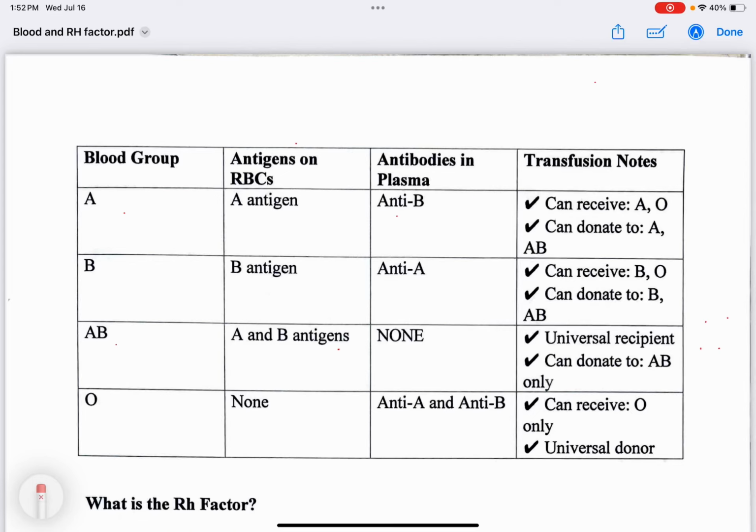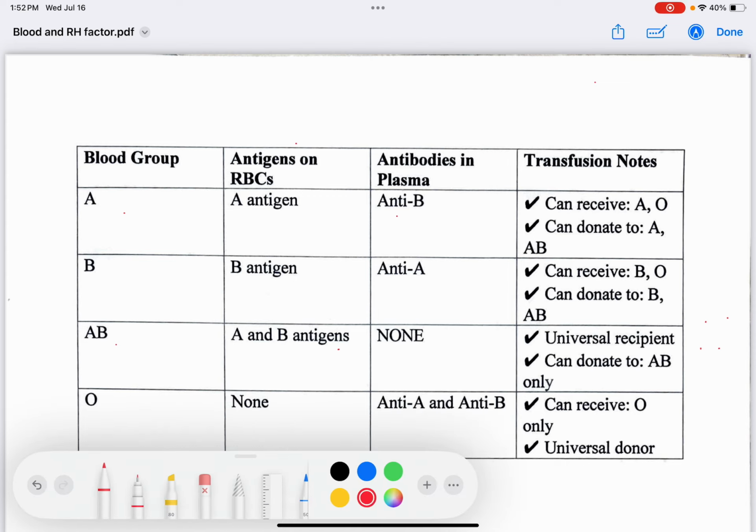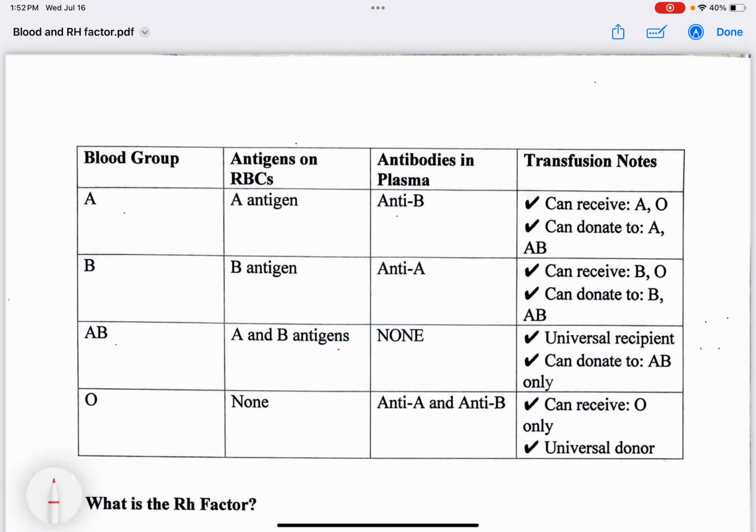Hello guys, today we're going to talk about the ABO blood group, and we're going to talk about the Rh factor also, and how that Rh factor affects pregnancy.